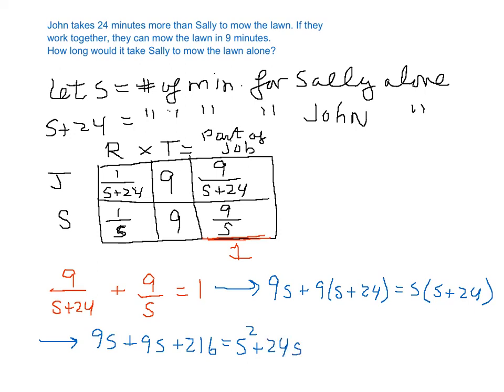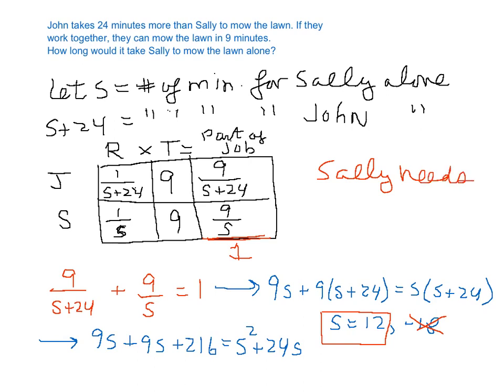Okay, so there's a quadratic equation. This is what makes it quadratic. And as soon as you recognize that it's a quadratic equation, you want to get everything over on one side and 0 on the other. And if I do that carefully, what I get is my final solution, which is S is equal to 12 or minus 18, and clearly minus 18 is no good. So my solution is 12. So Sally needs 12 minutes to mow the lawn alone. Okay, there you go.